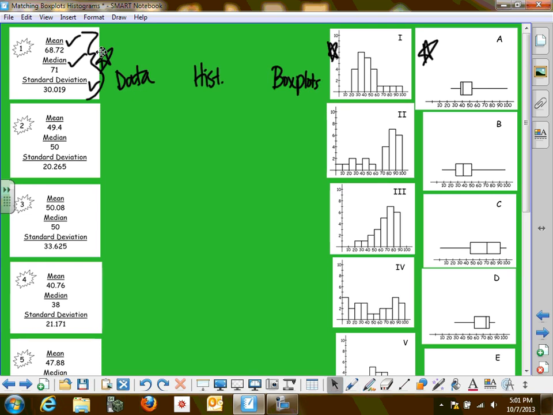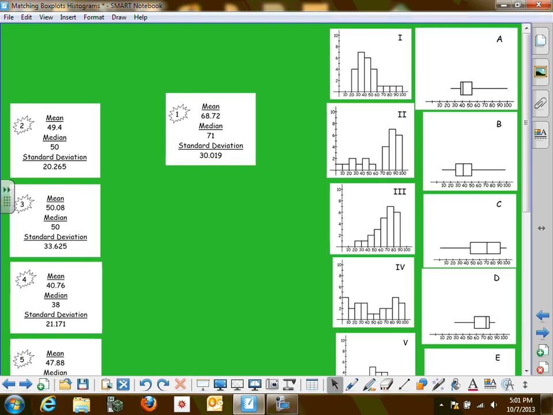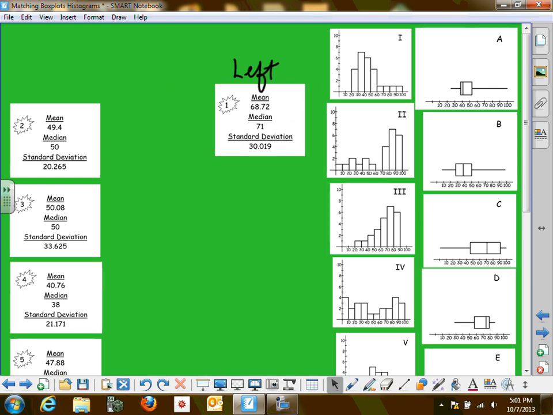Now, let me walk you through the process that you're going to be doing to attempt to match these things up. I'm going to move these cards around and model the thinking process that I would go through. I think the first thing that I would try to do is find items that are skewed in one particular direction. So, for example, I know that this one here is going to be skewed left. Okay, so I'm going to have some that are skewed left. So I'm going to put that here.